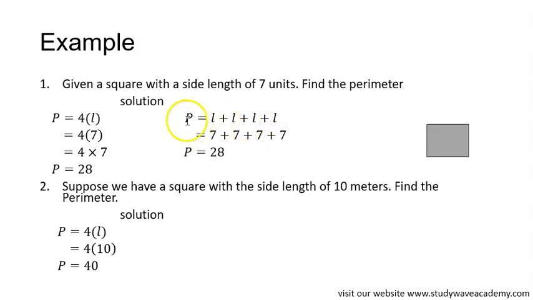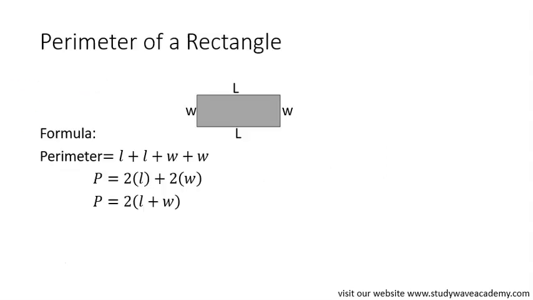Okay, good. So now we're going to be looking at the perimeter of a rectangle. The perimeter of a rectangle. We already know that the rectangle has 4 sides, right? And the opposite sides are equal. Here is the length and here is the width.